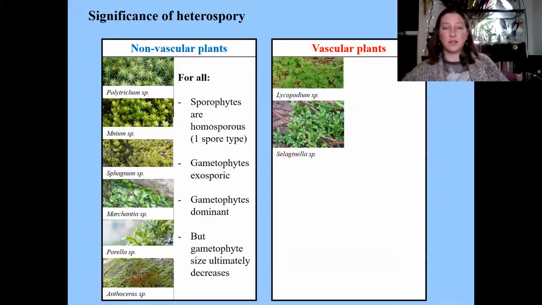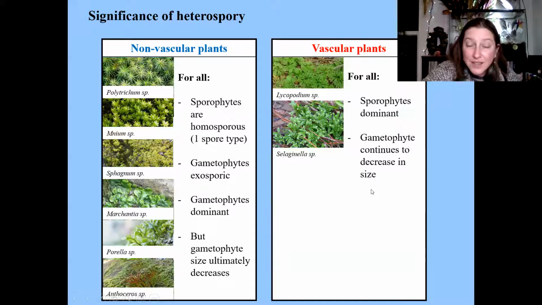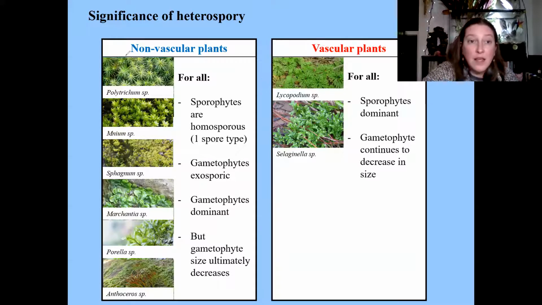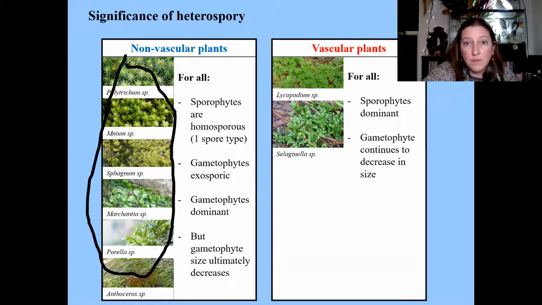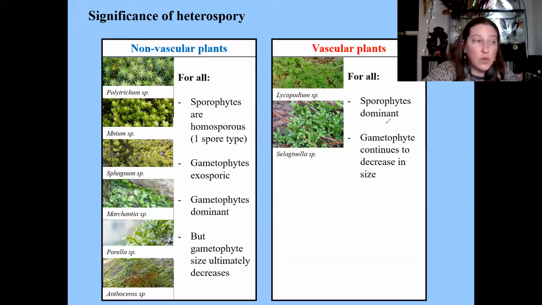Now we're in the vascular plants. And today we learned about Lycopodium and Selaginella, right? For these, the gametophyte is no longer dominant. Now it is the sporophyte that is dominant. So when you see these green pictures here, you're looking at the sporophyte plant. You're not looking at the gametophyte plant. Here you were looking at the gametophyte plant. But here, these are sporophyte plants now. And we saw today, but we'll continue to see this continued decrease in gametophyte size.